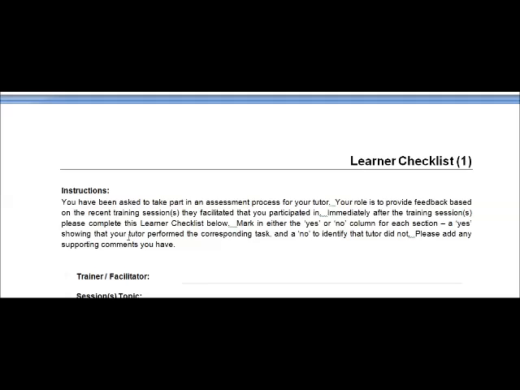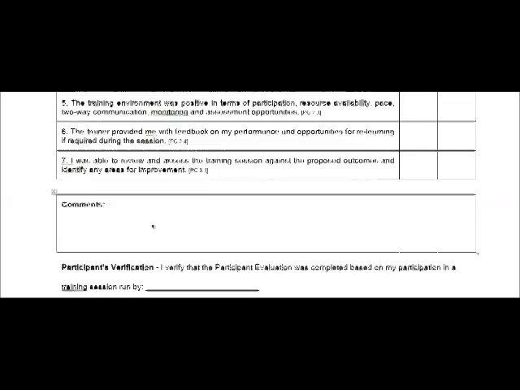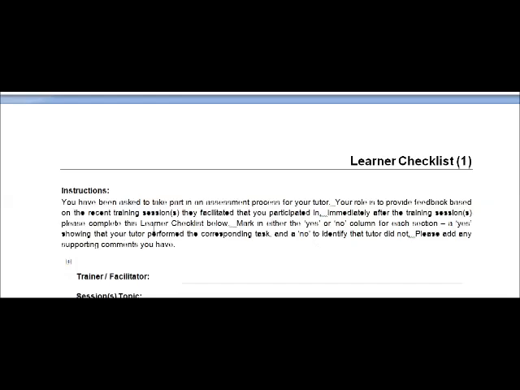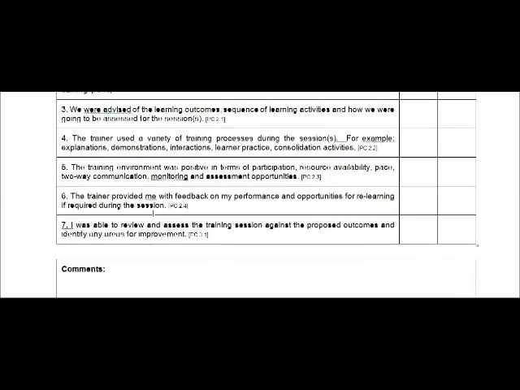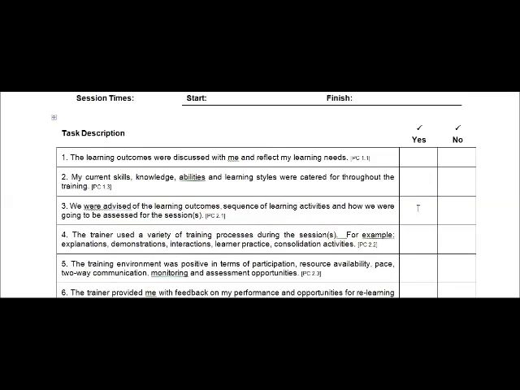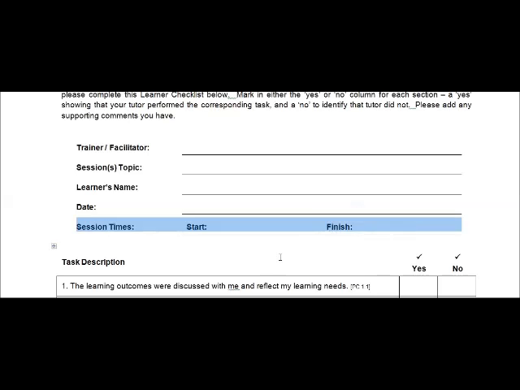Alright, now remember you've got the learner checklist. Now remember you've got 2 learners in each session that have to complete this. There's only 1 page, so I think we must be on page 20. So it's a really good idea to identify who those 2 learners are going to be, and before you even do your training session, give these to your learners and just review them with them so they know what these things mean, so that they're able to make the right decision to determine whether or not you actually did these things or not. So up here they'll put your name, the topic of the session, their name, the date, the start and finish time of the session.